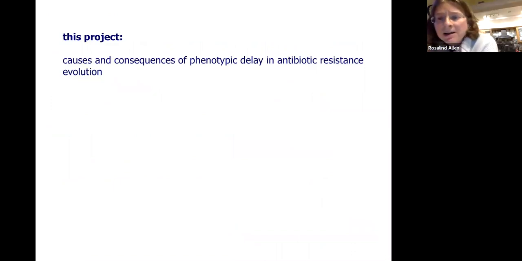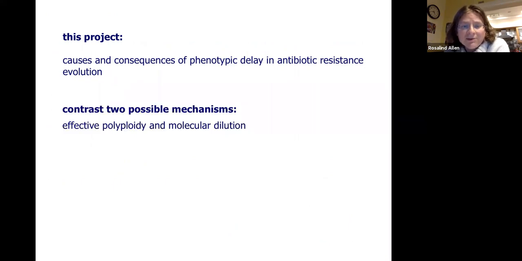So in this project, we did a theoretical project, and we wanted to explore what are the possible causes of such a phenotypic delay for bacteria, and also what are the consequences for the evolution of antibiotic resistance. And in particular, we investigated two possible mechanisms that I'm going to discuss in a moment. So one of them is effective polyploidy, and the other one is molecular dilution. And I'll explain what those are just in a moment.